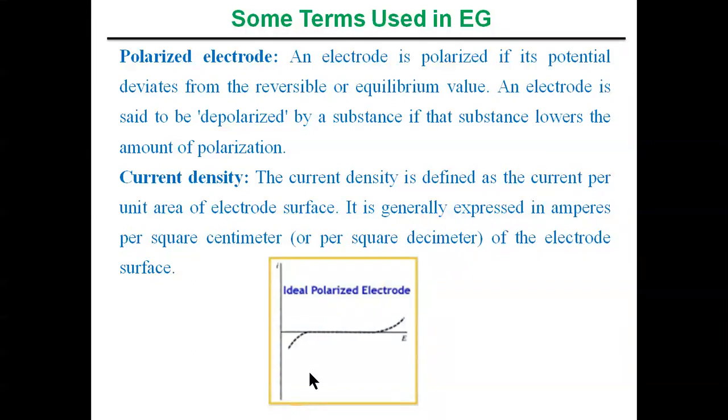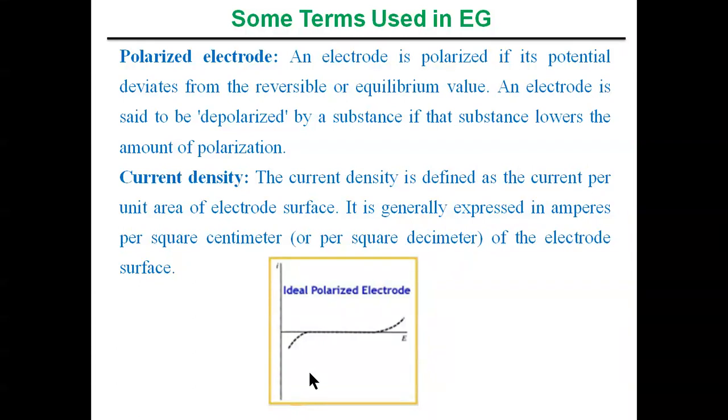And next is current density. The current density is defined as the current per unit area of electrode surface. It is generally expressed in amperes per square centimeter, or you can also say per square decimeter, of the electrode surface.